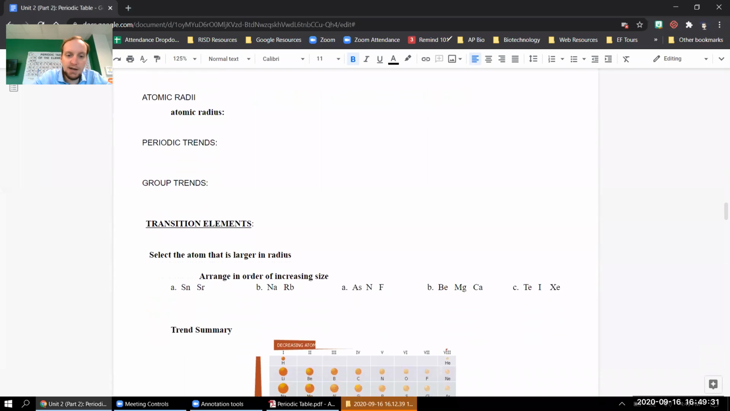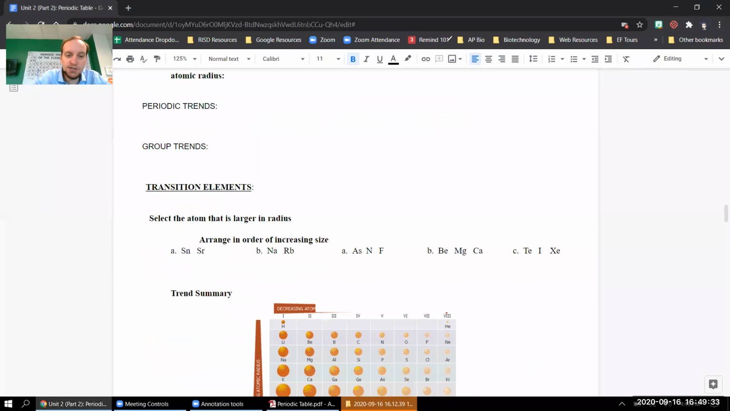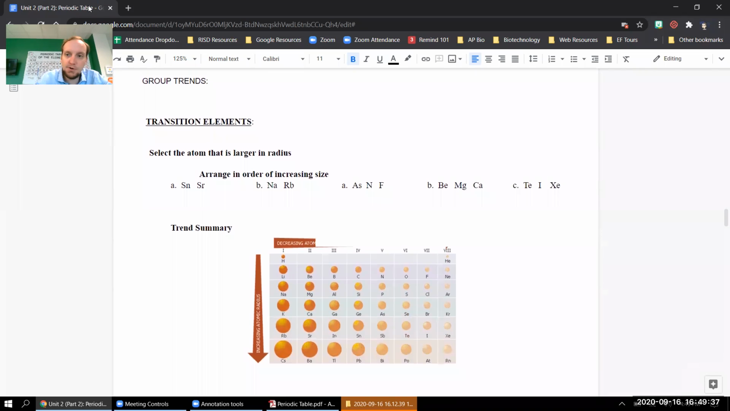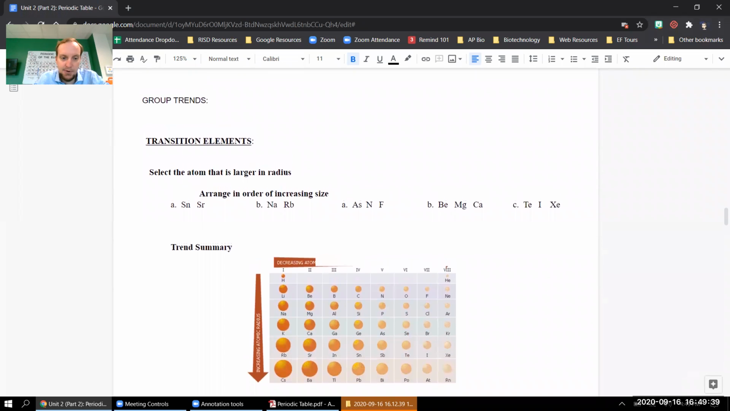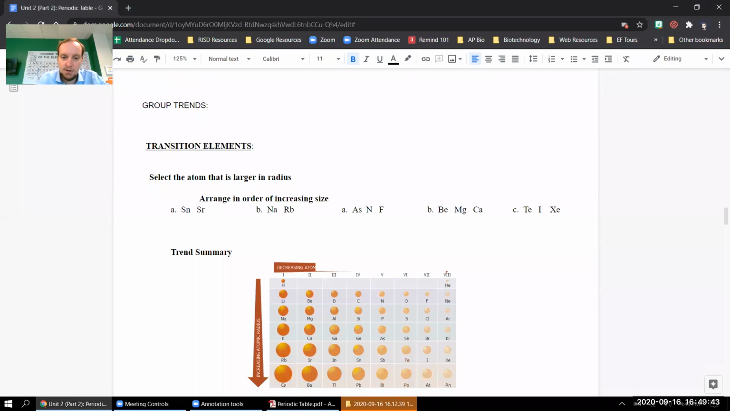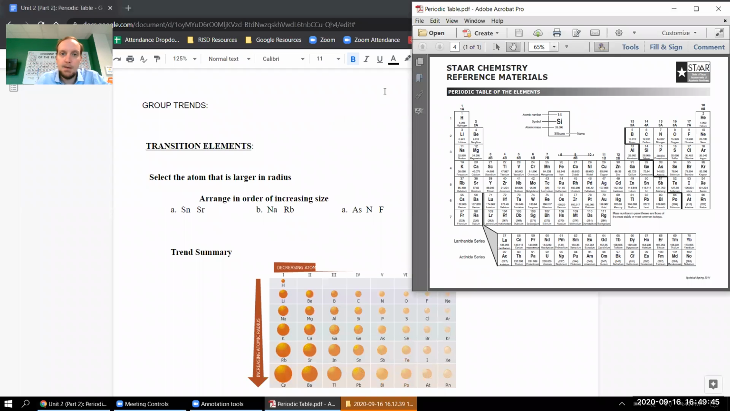Okay, so what we need to do now is arrange these in order of increasing size. Now what I'm going to do is project a periodic table on here, so that way we can kind of see it and go through it together. All right, so the first thing is we have tin, SN. It's located right here. And we have Sr, which is strontium, which is located right there.